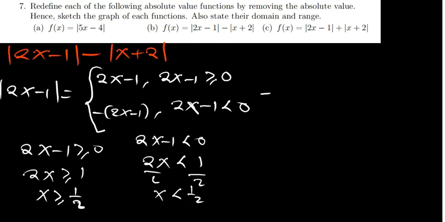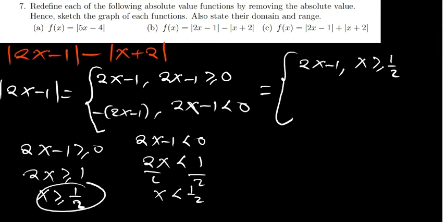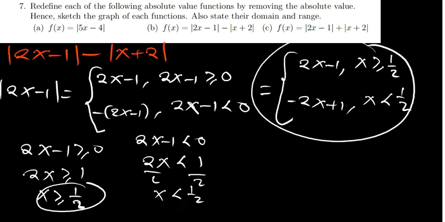Then my final function will be like this. For 2x minus 1, x has to be greater than or equal to half. Next, I'm going to multiply by a negative, which is going to be negative 2x plus 1, for x less than half. I'm done with redefining the first part only. I'll get rid of this.